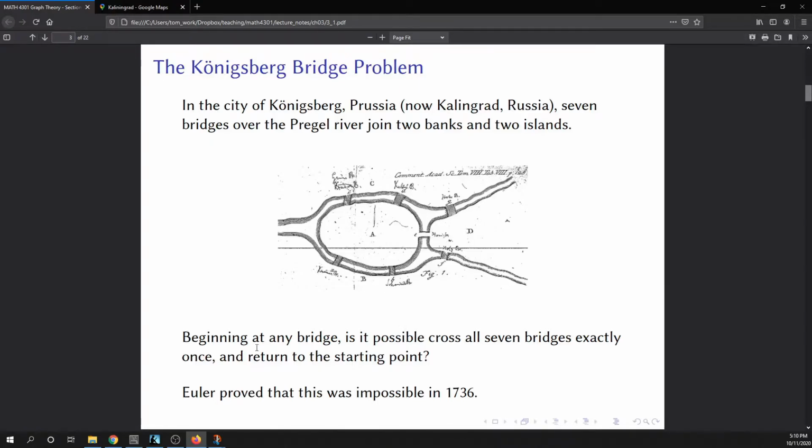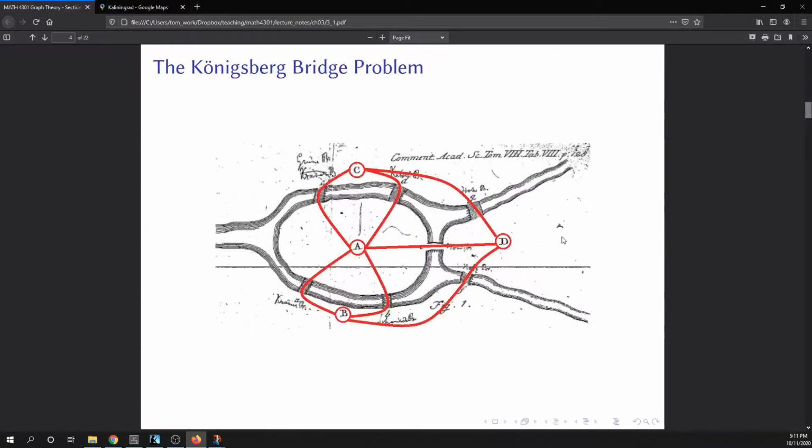So the question was, beginning at any bridge, is it possible to cross all 7 bridges exactly once and return to the starting point? And so Euler proved that it was impossible to do that in 1736. And so that was basically the beginnings of graph theory. And so you can see this problem translated into a graph here.